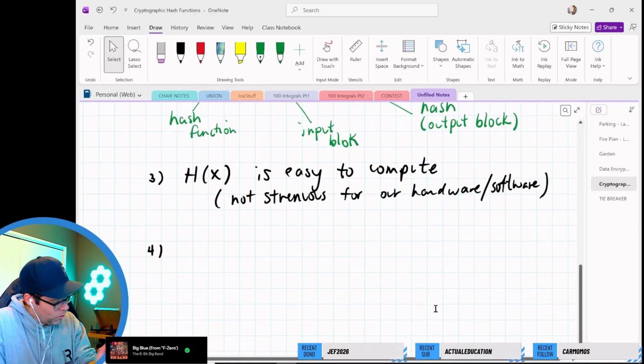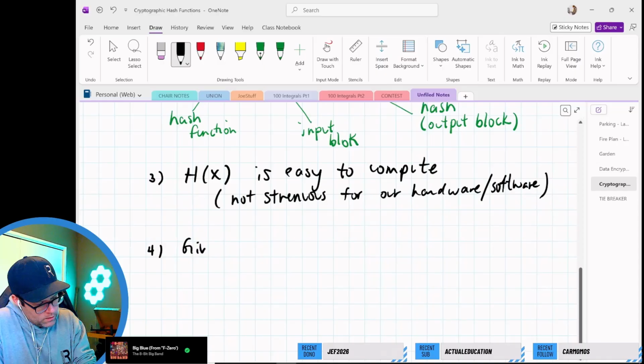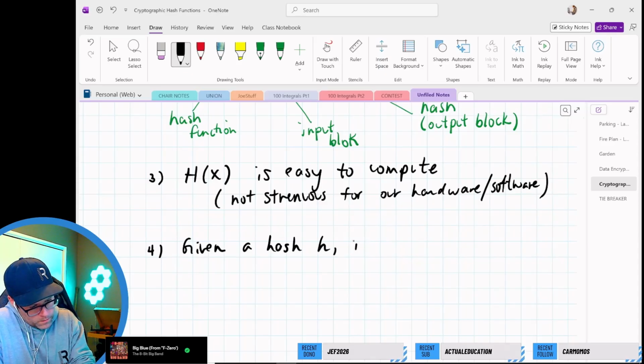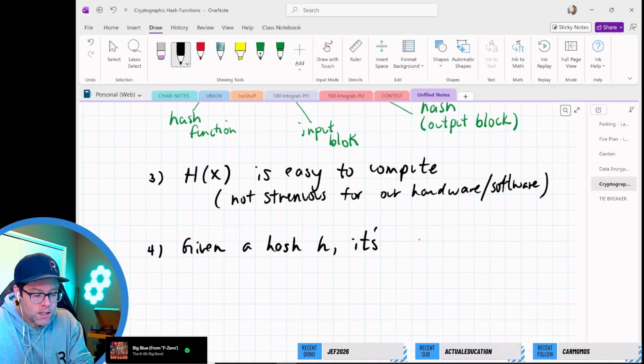Okay, property number 4 is if we're given a hash h, we want it to be computationally infeasible to find an input that would match with that h.